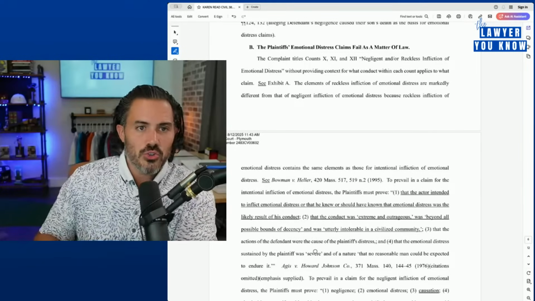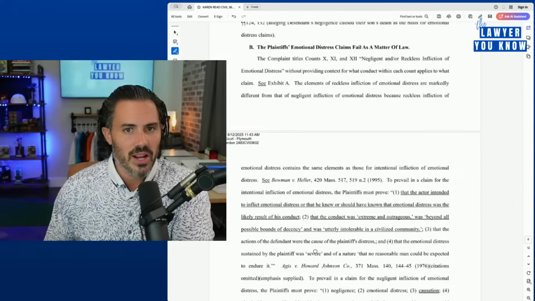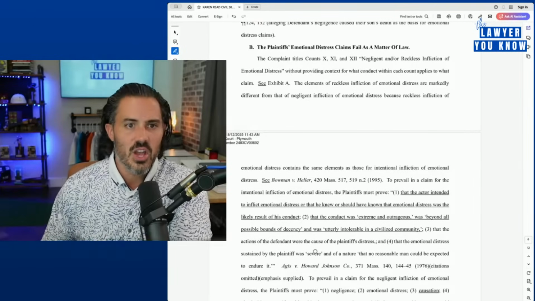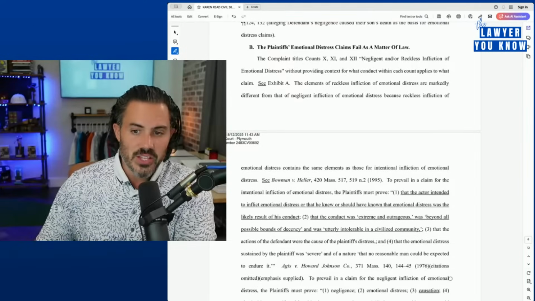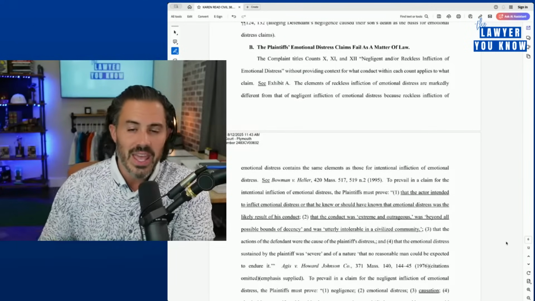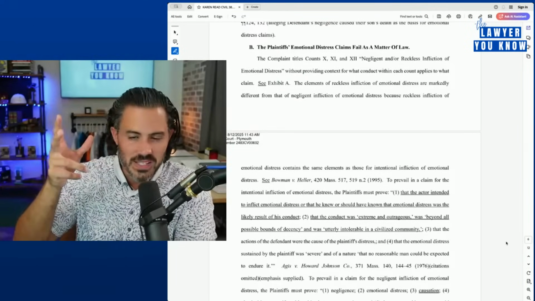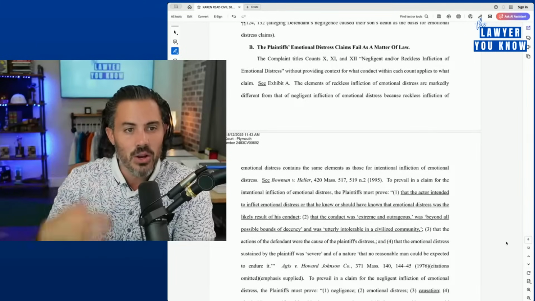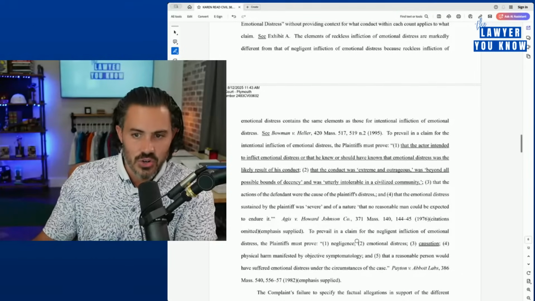Okay, plaintiff's emotional distress claim fails as a matter of law. All these counts, negligent and or reckless infliction of emotional distress, are lumped together without providing context for what conduct within each count applies to what claim. So this was a similar argument that I believe the laundry lawyers were successful on, and I think Gabby Petito had to go back and amend portions of her lawsuit. I could be missing that, but that's kind of what I remember. So that could be something that happens here. Even if it's dismissed, the judge says, go amend and try again.